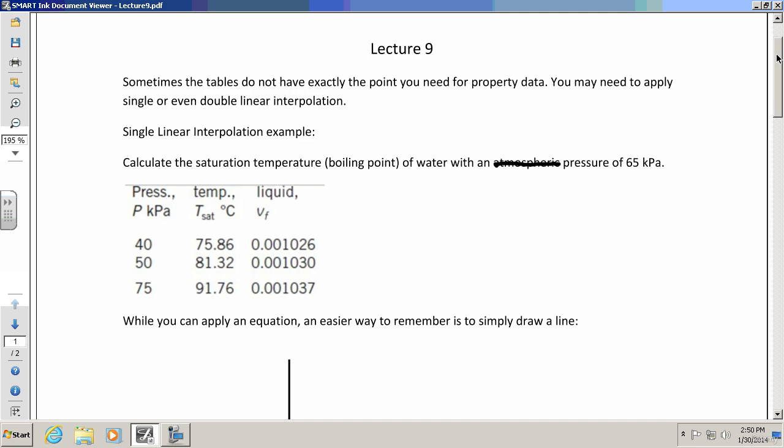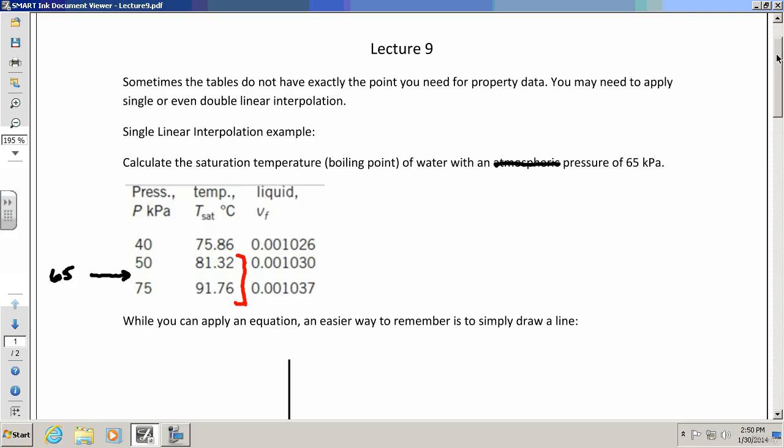All right, so I decided to pull out a little bit of the chart for you instead of having everybody look up the big chart. We know clearly that 65 kPa is not on this chart. It's somewhere between 50 kPa and 75 kPa, right? And we know then the saturation temperature is somewhere between 81.32 degrees Celsius and 91.76 degrees Celsius. Anyone want to venture a guess of what the saturation temperature is of water at 65 kPa? Just looking at it, just guess it.